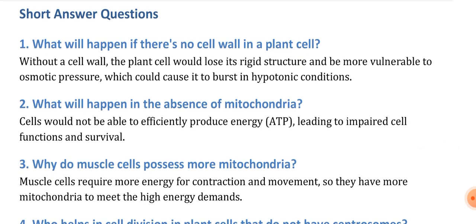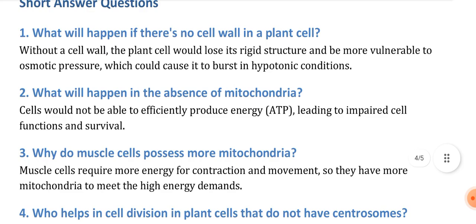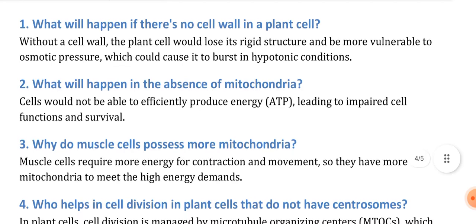Now remember, what is the function of mitochondria? Mitochondria's function is to produce energy that will help every organism to do their basic daily works. Without them, cells would not be able to efficiently produce energy, leading to impaired cell functions and survival.